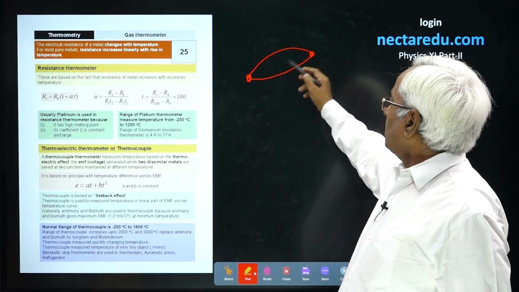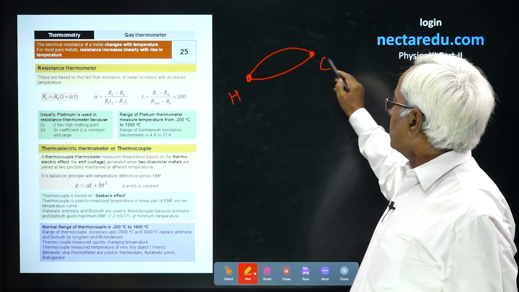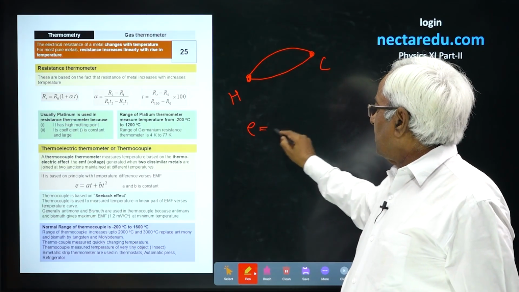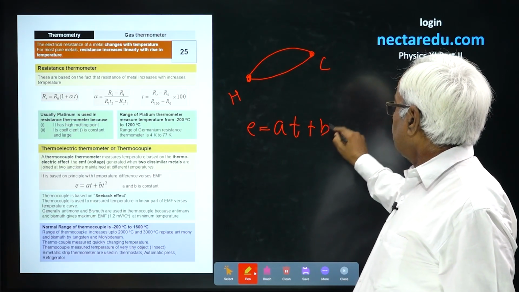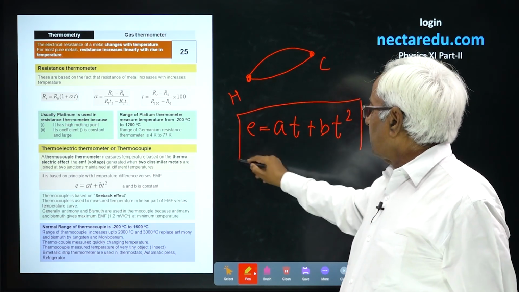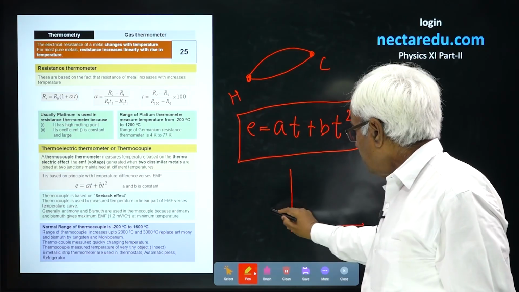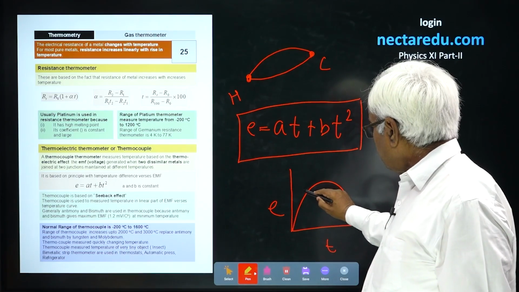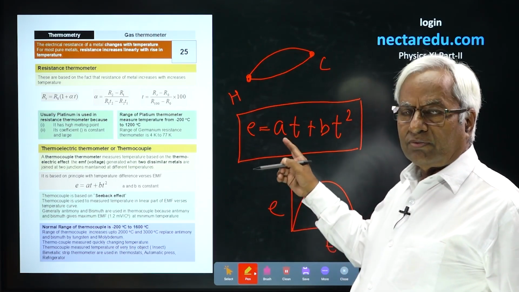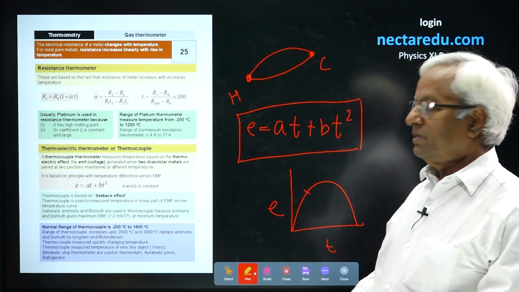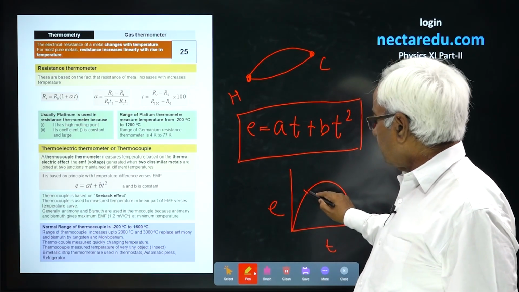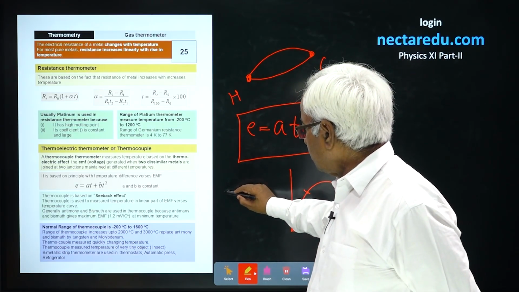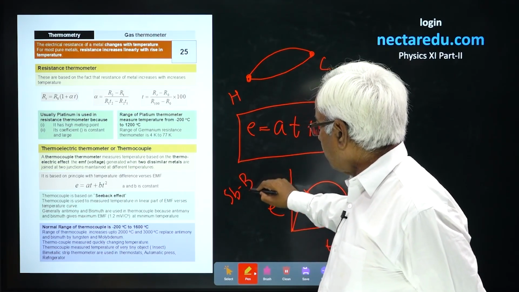See, thermocouple, hot junction and cold junction. If the temperature difference between them is T, then the EMF that is produced is given by this relation. This is a parabolic relation. If you plot a graph between E and the temperature difference, the graph is of this type. But the working of this thermometer, the Seebeck or thermocouple thermometer, is mostly based in the linear region of this relationship. You see, mostly we use the antimony bismuth thermocouple.